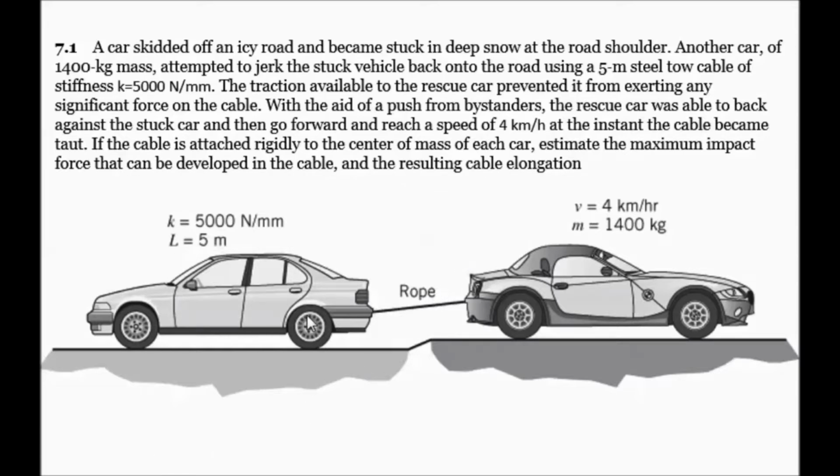So now looking down at the schematic here, we can see this is our stuck car over here. Then we take a look on the right. Here's the car that came along with a mass of 1,400 kilograms and attempted to jerk the other stuck car out of the snow. Here's our cable down here, our rope. We have a known K value of 5,000 newtons per millimeter. We have a known length of 5 meters. And when the cable becomes taut, we then have a velocity given to us in the problem statement of 4 kilometers per hour.